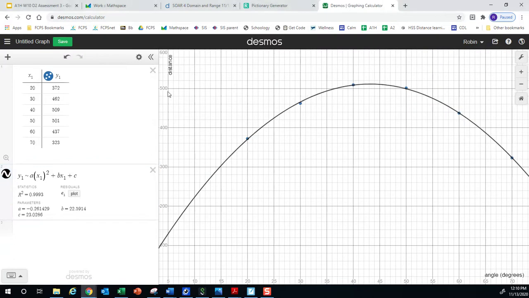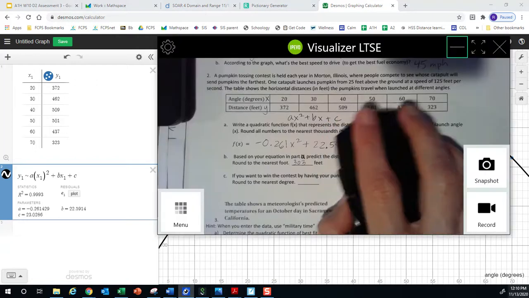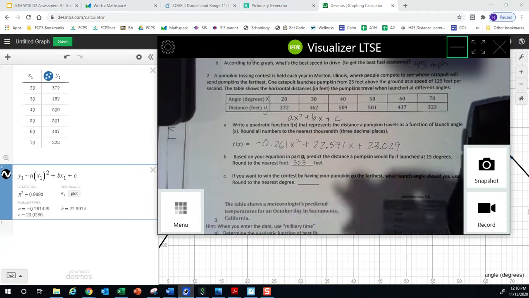Okay, so the farthest distance is the top of this peak. Another nice thing about Desmos is if you just click near the top, it will tell you what the highest point is. The farthest distance is 511 feet, and you will achieve that if you launch at 43 degrees. So I can answer those questions. 43 degrees.